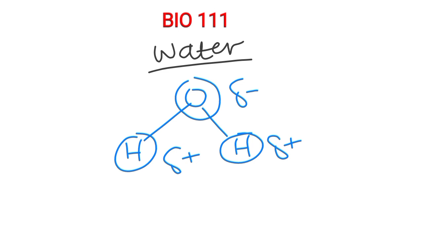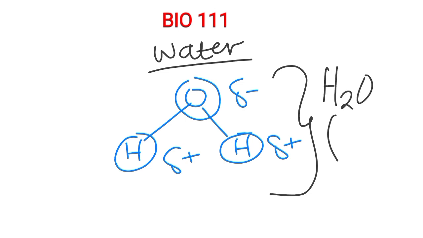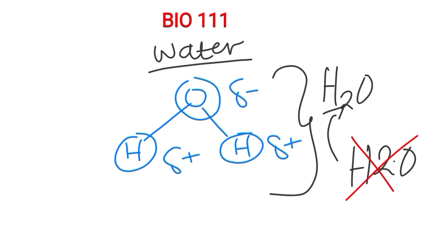So what we're able to see here is the structure of water. The chemical formula of water is written as H2O, with a lowercase 2. We don't write the chemical formula of water with a capital H, 2, capital O like that. That is totally wrong. This is the correct one. So let's go right into it.